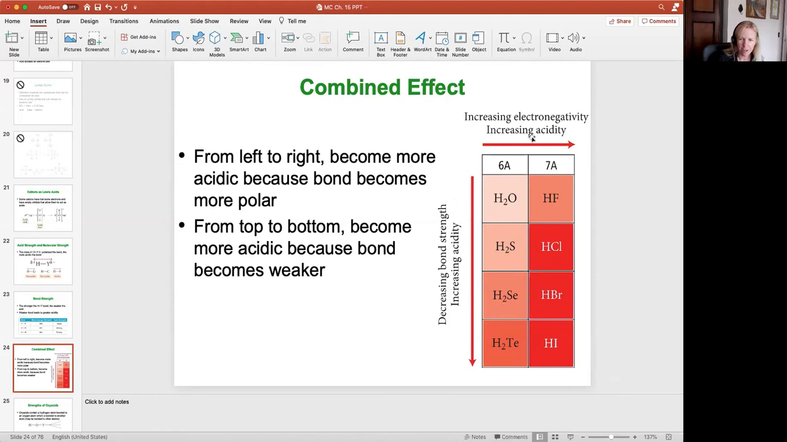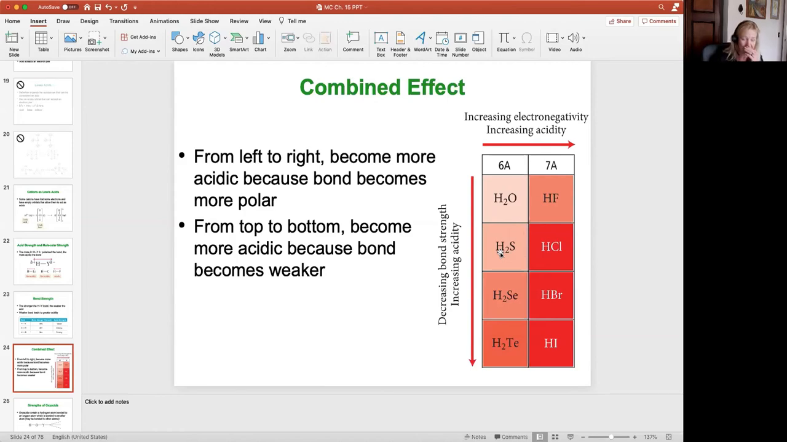As I go across the periodic table, I'm increasing my electronegativity, which means I'm also increasing my acid strength. So if I look at H2S and HCl, sulfur and chlorine here are going to be very similar in size. Chlorine might actually be a little bit smaller, but because the electronegativity difference between chlorine and sulfur is much larger, hydrochloric acid is going to be a strong acid. H2S, hydrosulfuric acid, is going to be a much weaker acid. And so you've got to look at these combined effects: the difference in electronegativity as well as the bond strength of the atoms involved in that bond.